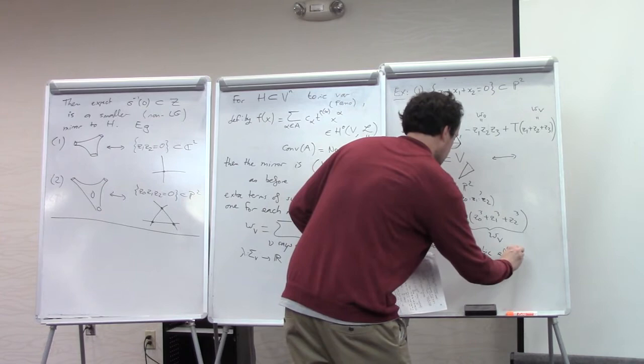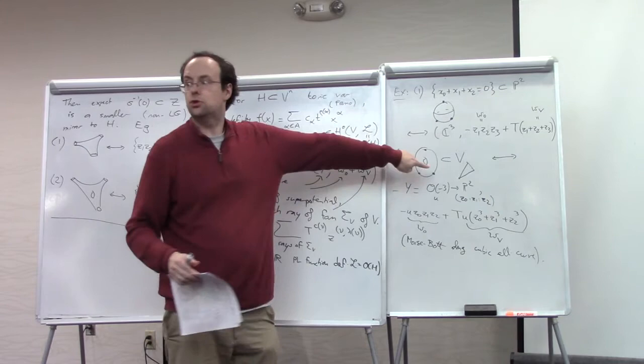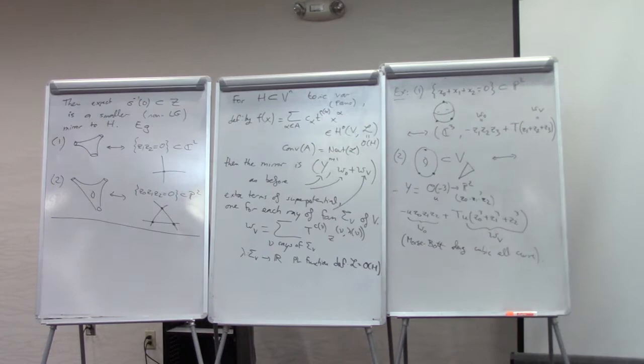And of course, that elliptic curve is the classical mirror of this torus. Okay. One last example before I put everyone to sleep.